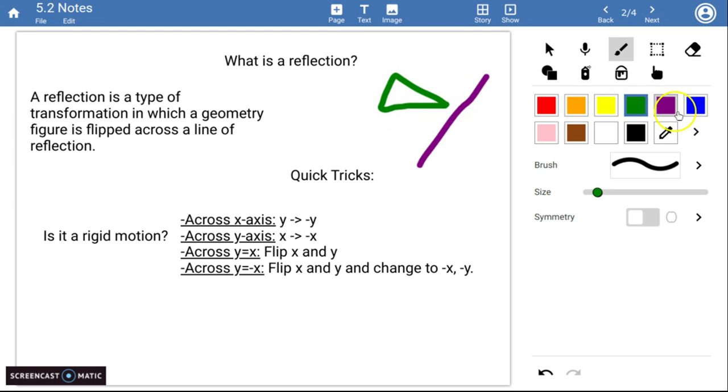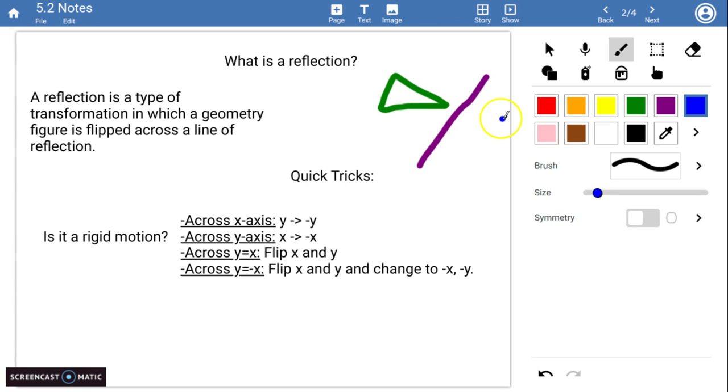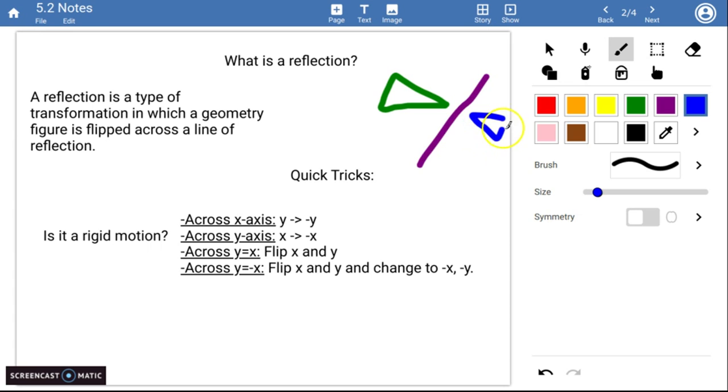If you need to reflect it, it's unlike translations. It's not just going to look the same. It's actually going to flip, like when you're looking in a mirror, you see your reflection. That blue one would be the new one, and the purple would be the line of reflection. And sometimes it will be easy, and sometimes it won't be.